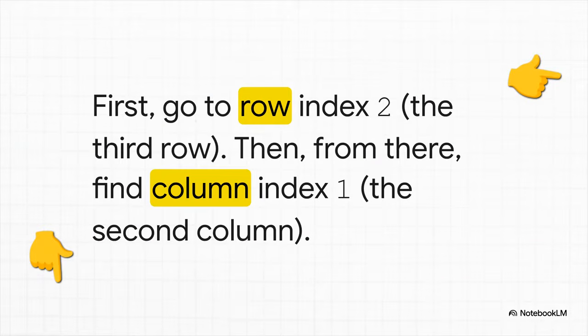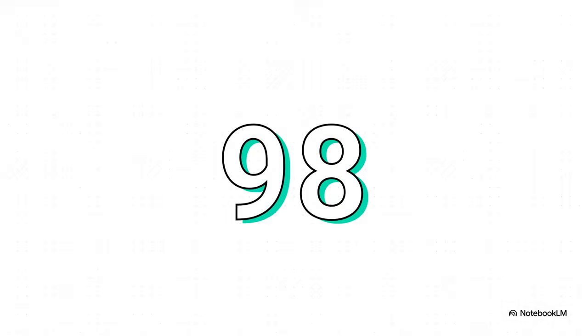So for our task, myTable[2][1], we start with that first number, the 2. That's our row index. Now, because we start counting from 0, index 2 is actually the third row down. Okay, now that we're on the right row, we look at the second number, which is 1. That's our column index. So we just move across to the second column. And the value sitting right there at that intersection is 98. See? It really is that simple. Once you have the coordinates, you can instantly grab any piece of data you want from the grid. It's just an incredibly efficient way to store and retrieve information.